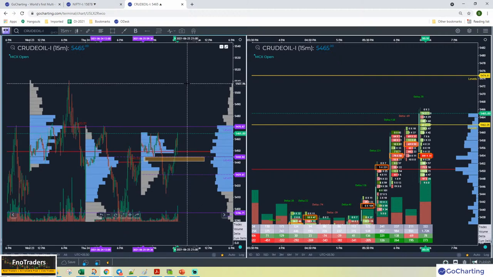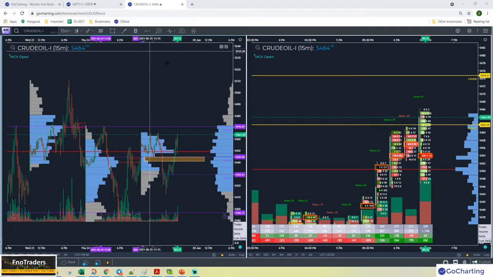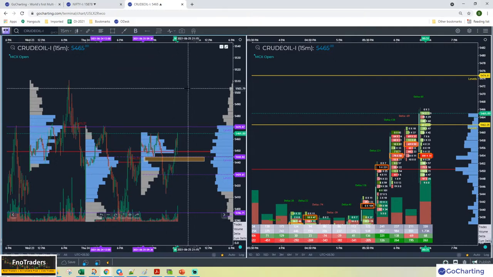I think that's pretty much it, guys. If you enjoyed the session and have any more questions specific to crude, you have to subscribe to the data feed if you want it on GoCharting. Sorry, not the crude data feed, the MCX data feed. So you'll get crude, gold and everything in that case. The rest of the order flow settings are the same as Nifty and Bank Nifty.